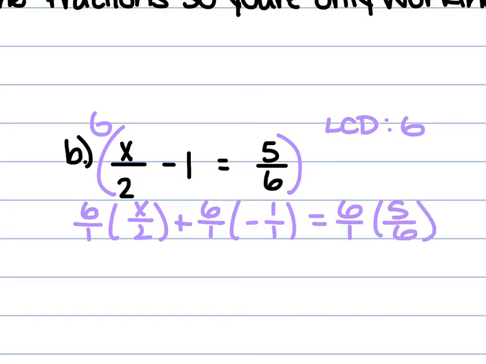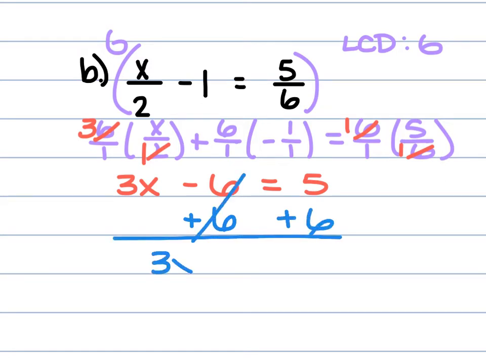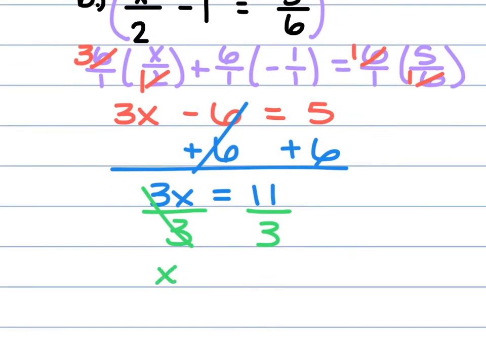All right, so the 2 is going to turn into a 1. The 6 will turn into a 3. 3 times x is 3x. The 6 times negative 1 is negative 6. And then the 6's cancel out with the other, so we just have equal to 5. From here, we're going to move that 6 over by adding it to both sides. We get 3x is equal to 11. Then we divide by 3. We get that x is 11 over 3.